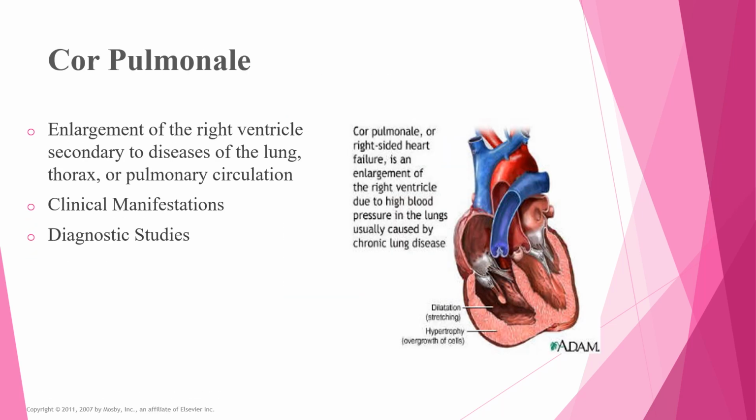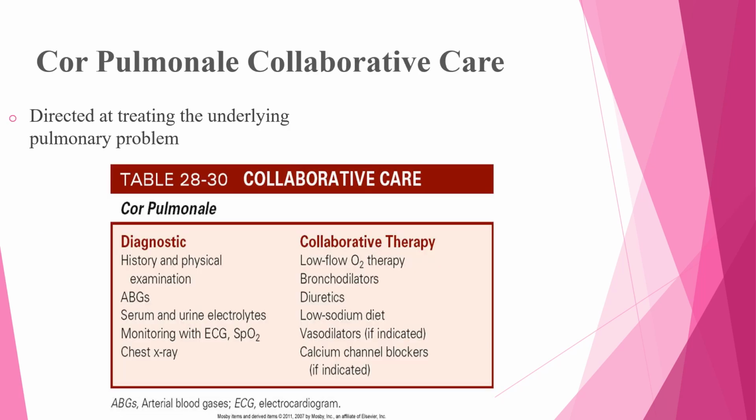Last concept is called cor pulmonale. Cor pulmonale, and we're going to talk more about this when we talk about cardiac, but cor pulmonale is right-sided heart failure because it's an enlargement of the right ventricle of the heart due to pressure that the lung is creating by chronic lung disease. So again, COPD, emphysema, anything like that. These signs and symptoms are going to mimic cardiac right heart failure to the T.